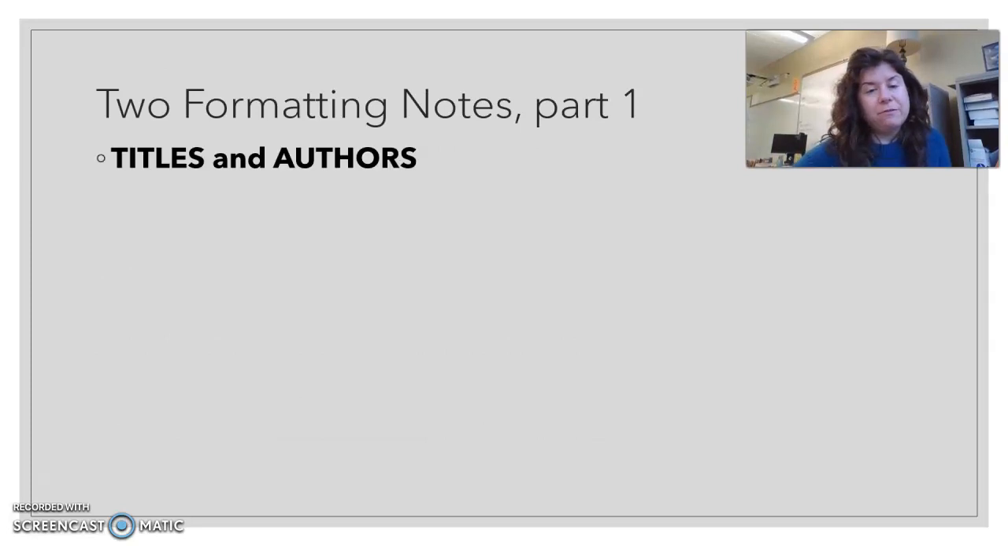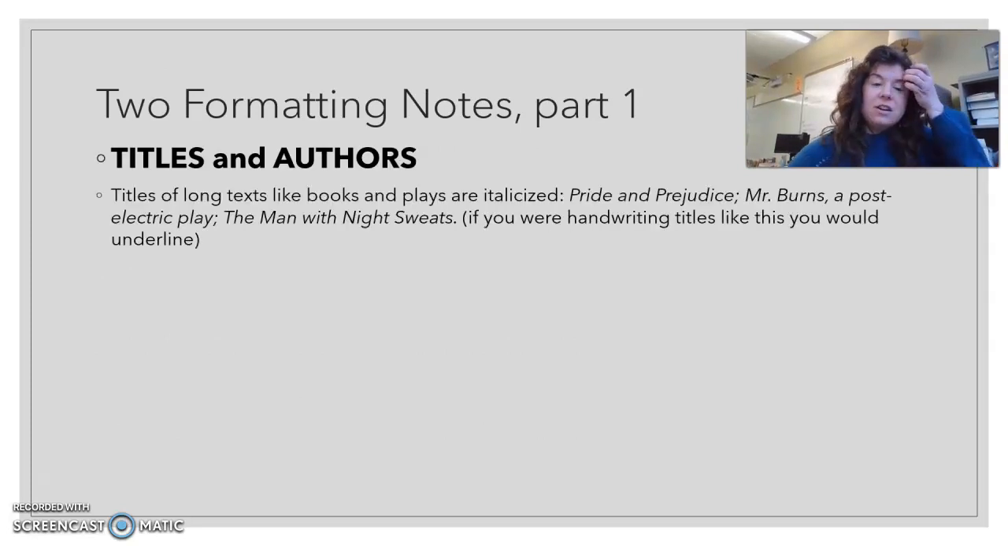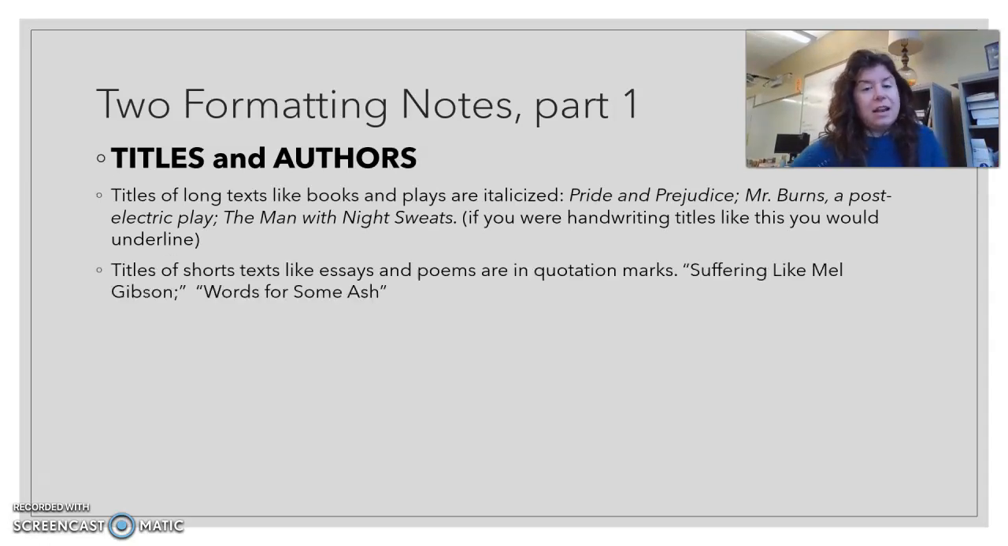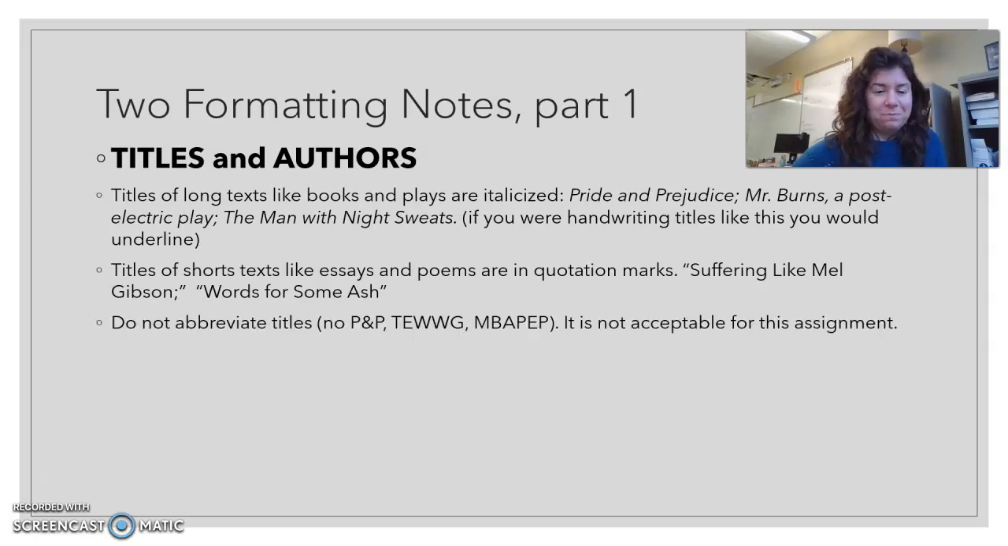Here are a couple of notes about formatting. With titles and authors, titles of long texts like books and plays are italicized, and titles of short texts like essays and poems are put in quotation marks. So you can take a look at those examples. Please make sure if you write about the poem The Man with Night Sweats that you put it in quotation marks because it's also the title of the work as a whole, or the book as a whole.